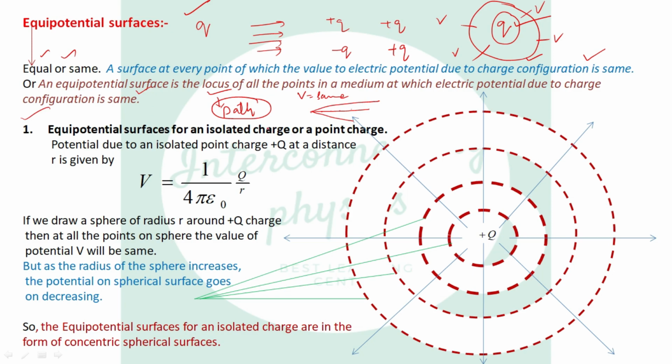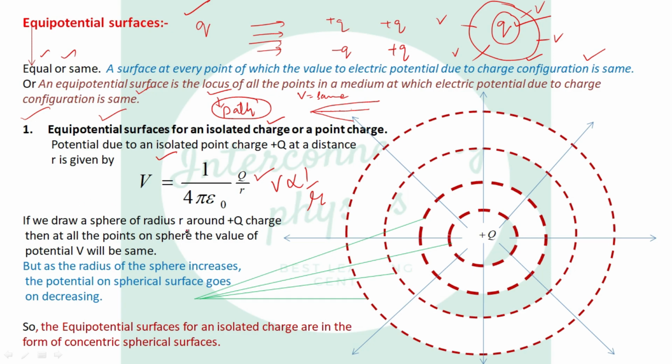Now number 1, equipotential surfaces for an isolated charge or point charge. So here the configuration is an isolated charge. Due to this isolated charge, what is the type of equipotential surface? That is what we have to discuss. Suppose we have an isolated charge, and the potential of the isolated charge is V equal to 1 over 4 pi epsilon naught Q divided by r, that is V is inversely proportional to r.